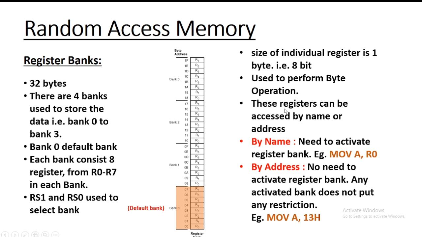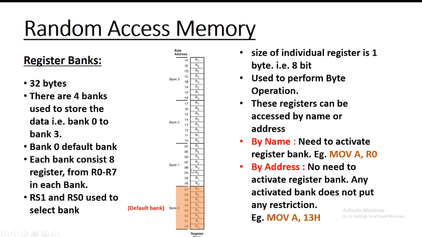You can use those registers by their name or address. As you can see, each register has its functional name along with its address. Suppose you want to access a register by its name, the instruction would be MOV A, R0. The name of the register would be a part of the instruction, and beside the register name you can see the address of the registers.